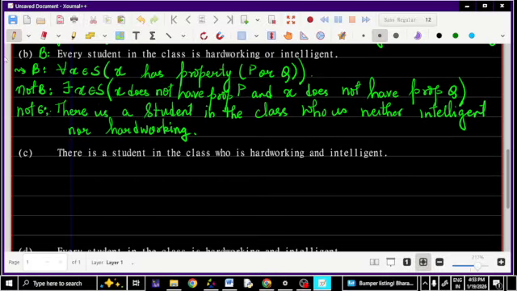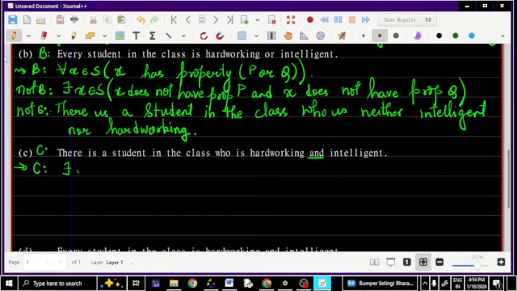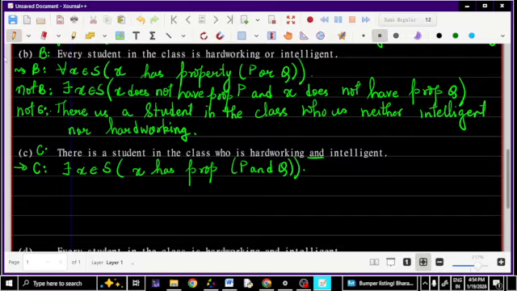Moving to sentence C, I'll call it capital C. So let's try to write it using quantifiers. There is a student in the class who is hardworking and intelligent. So now you have "and" as the conjunctive here. So there exists x in S such that x has property P and Q, intelligent and hardworking.